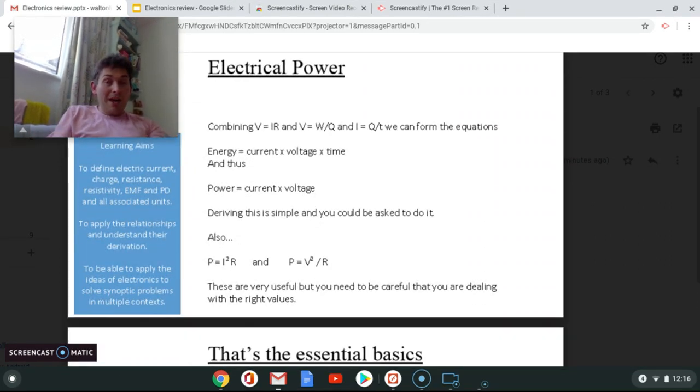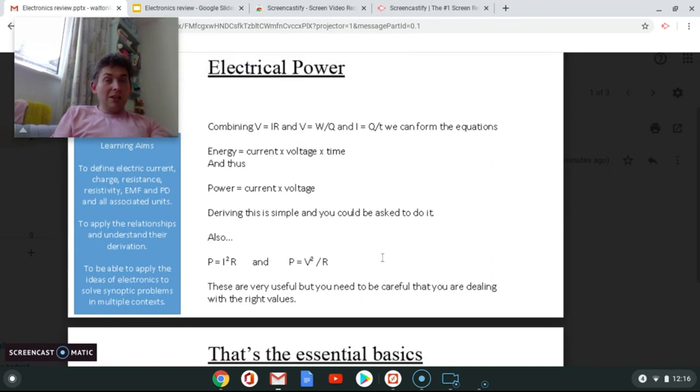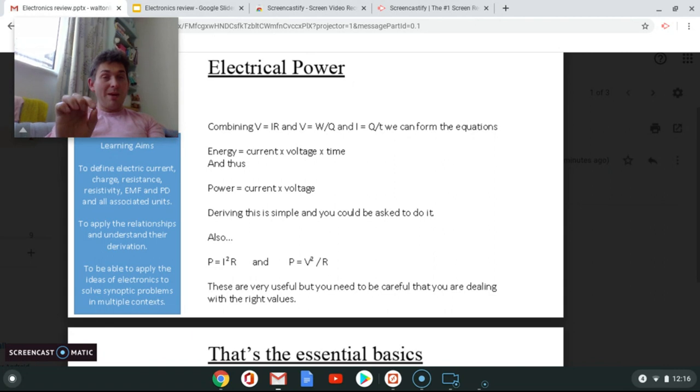Then we've got electrical power, which you need to be able to derive by combining V equals IR, V equals W over Q, and I equals Q over T. You get energy equals current times voltage times time, and then power equals current times voltage. That's the simple format of it, but you could be asked to do that in an exam. You can also combine V equals IR and that, and you can get those two equations here and here, right?